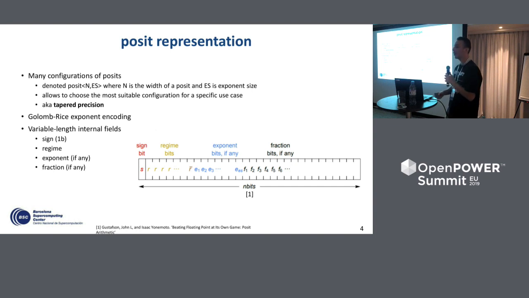The difference with IEEE floating points is that the scale, the exponent, is not coded as a signed integer. It's a Golomb-Rice encoding, which I will explain afterwards, but this implies variable length internal fields in the hardware. So you have a sign bit, then you have the regime that can push the other part, and if you still have space, you can find an exponent and a fraction part. So at the end, you can still represent a floating point number, a mantissa and a scale.